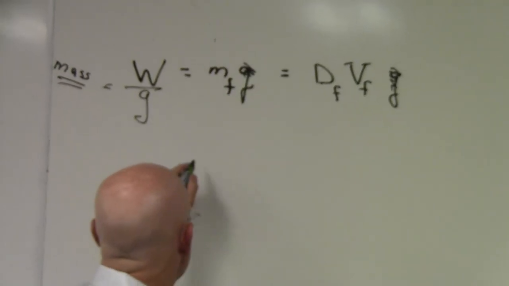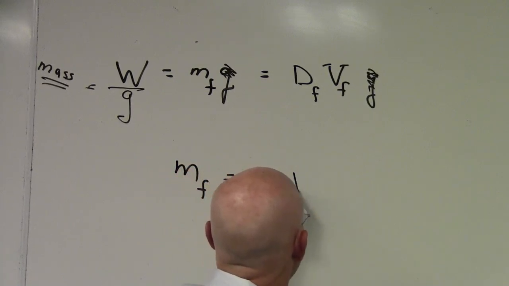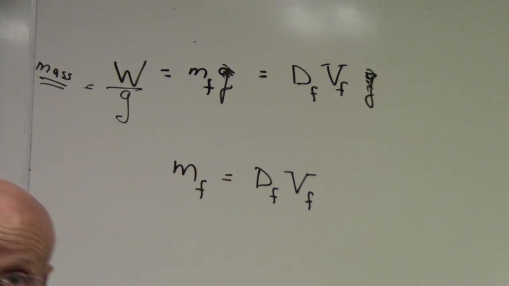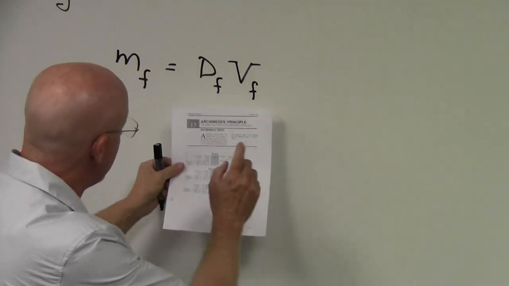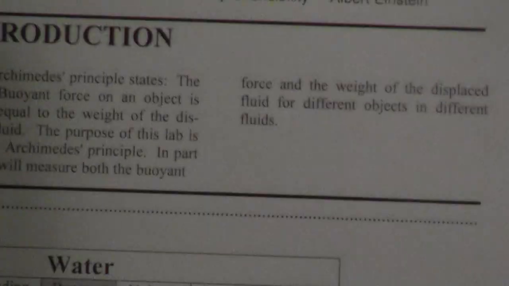And so I should have said this. I should have said, let's find the mass of the displaced fluid. That would be the density of the fluid times the volume of the fluid. That's why, if you're looking at your data sheet, you will see that the first two white columns are right here. The first one says, what is the volume of your sample? So let's find that first. Then it says, what's the density of your fluid? And if you multiply those two together, you're going to get the mass. And that's the part I'm going to have you do.